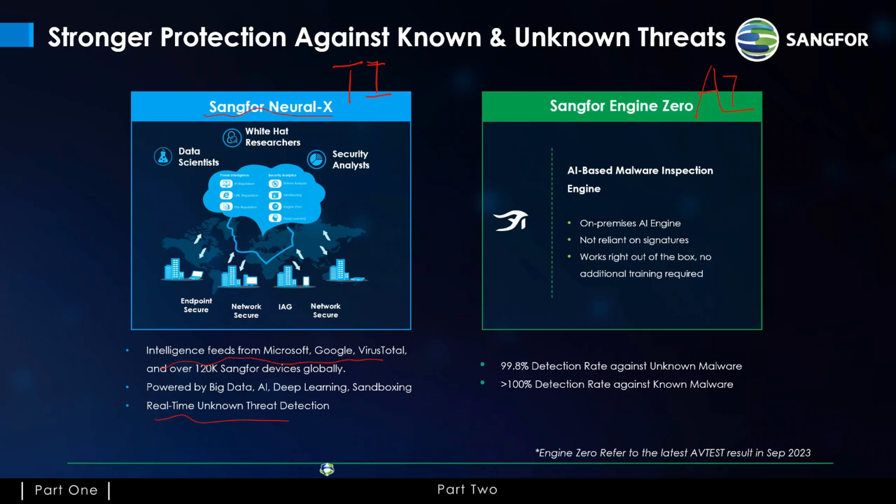On the other hand, SANGFOR Engine 0, the AI-based malware inspection engine. The keywords behind this: it is an on-premise engine and it's AI-based. So it's not signature reliant and it's not cloud reliant. It works right out of the box, not requiring additional training or learning in your network. It can work right away and it's not relying on signature updates. If you put it offline, it still can detect a lot of known and unknown malwares.